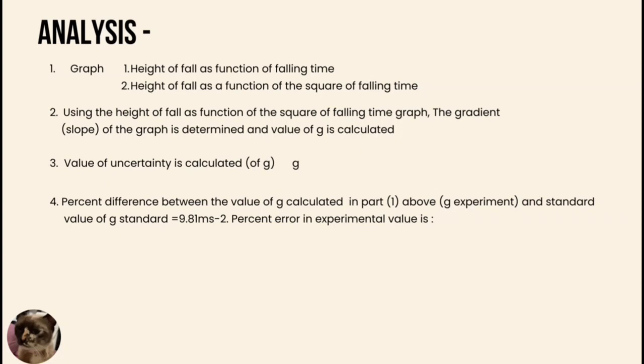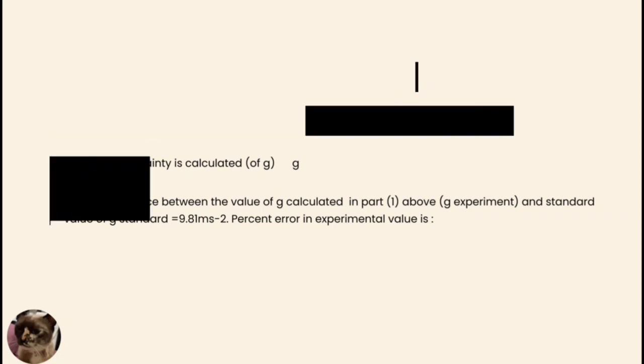And the last one is the percent difference between the value of g calculated in part 1 above, g experiment, and the standard value, g standard, equal to 9.81 meter per second squared. The percent error of the experimental value can be calculated in the next slide.